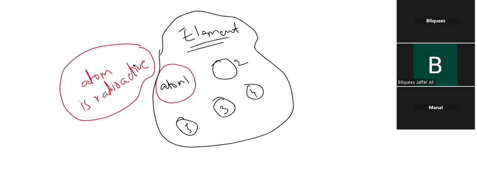Please write down in your notebook that radioactive emission is a random process because we don't know at what time which nucleus of an atom is undergoing a decay process.